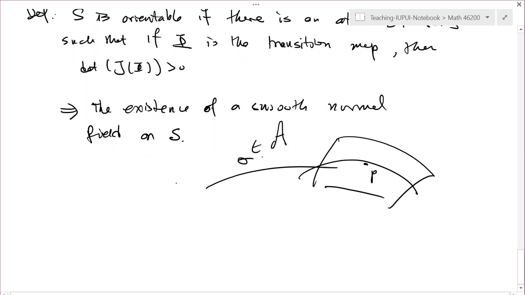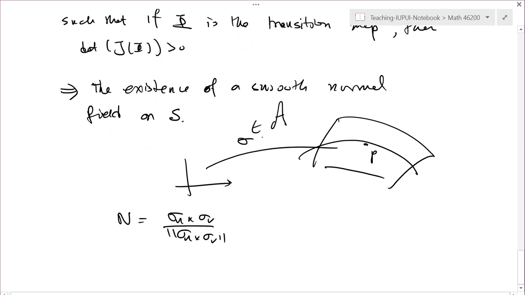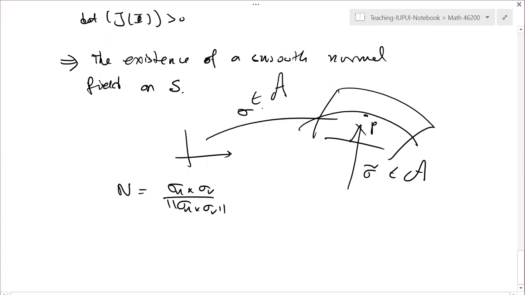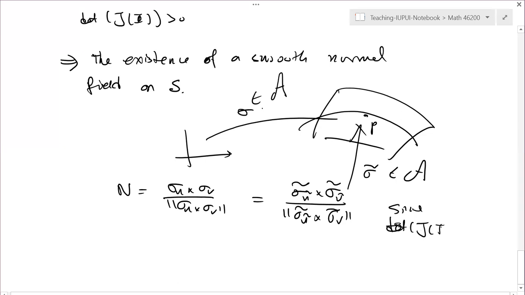And then use it at every point, right? Using this sigma, n is going to be sigma u cross sigma v divided by its norm, right? And this is well defined. The reason is, if you have another one, there are so many choices here. If another one is also from this atlas, then because the Jacobian has a positive determinant, it's guaranteed that no matter which regular surface patch you choose, you always get the same vector because this is positive. Okay, so you only consider regular surface patches from this atlas.